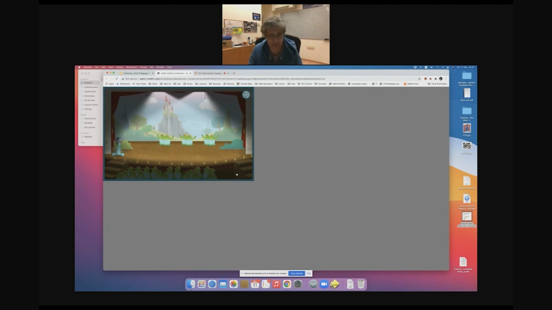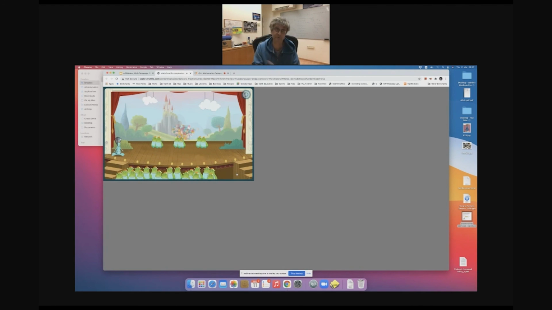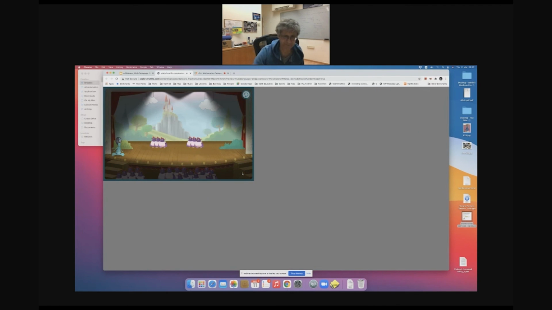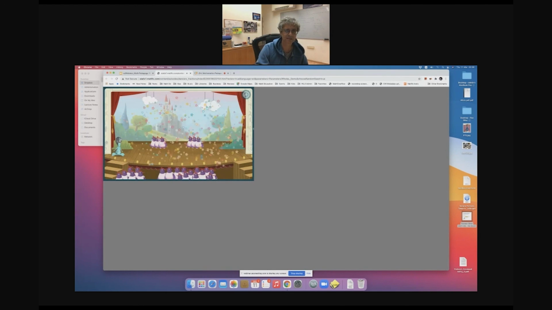So 6 is a multiple of 2, right? I was talking about common multiples. So there's nothing common here right now, just a multiple. The next task, I have to drag the monsters to the stage so that they can dance in groups of 3. 6 is still a good number. But the third task will be already more complex.